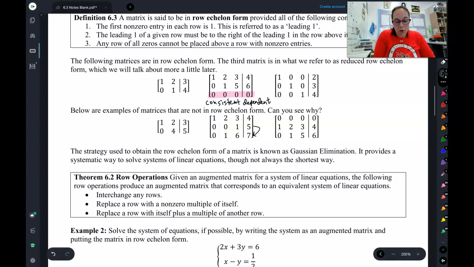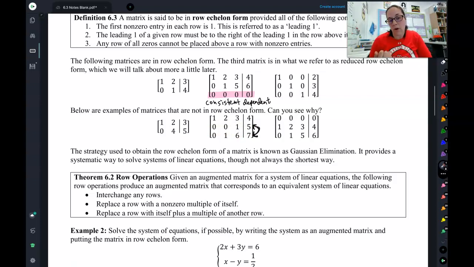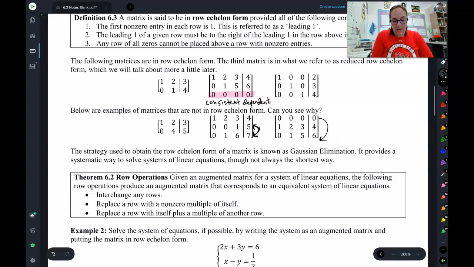However, we could flip-flop these two rows, and then this one would be here, and this one would be here. So if we flip-flop those two rows, then it would be in row echelon form. This one is not in row echelon form, even though it looks an awful lot like this one, because the row of zeros is technically in the wrong place. If you have a row of zeros, they need to go on the bottom row. That's the rule. So a row of zeros, if we have one, needs to go on the bottom, and then we have ones on the diagonal. That would be row echelon form.